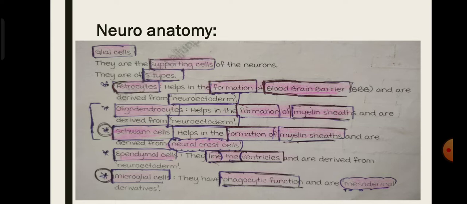Astrocytes help in the formation of the blood-brain barrier and are derived from the neuroectoderm. Oligodendrocytes help in the formation of the myelin sheath and are derived from neuroectoderm. Schwann cells help in the formation of the myelin sheath and are derived from neural crest cells. Ependymal cells line the ventricles and are derived from neuroectoderm. And the microglial cells have a phagocytotic function and are a mesodermal derivative.